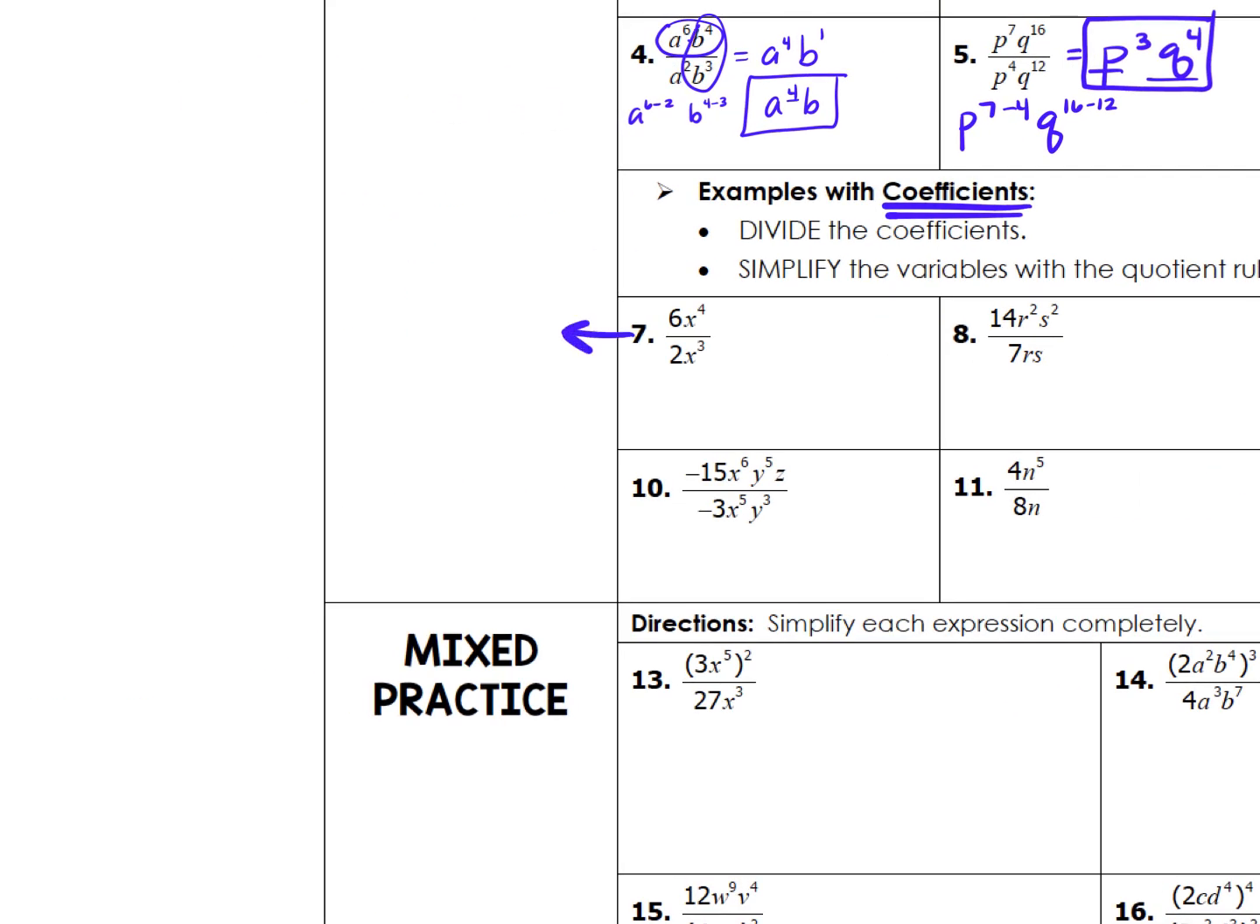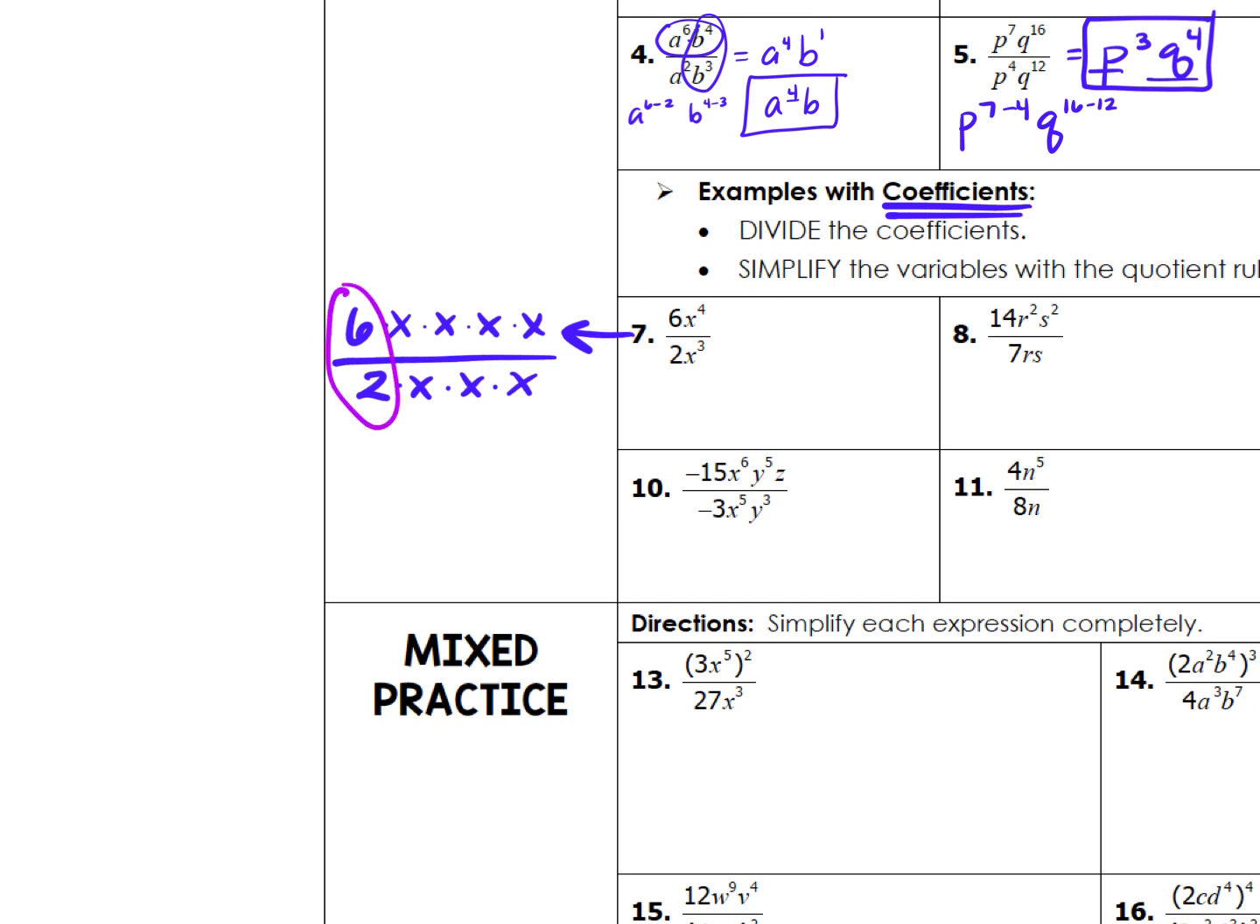So number 7 here is like saying 6 times x times x times x times x, right? That would be 6x to the 4th. The bottom is like saying 2 and then x to the 3rd. So that's essentially the problem we're looking at, but they use the exponent instead of writing all those x's in.